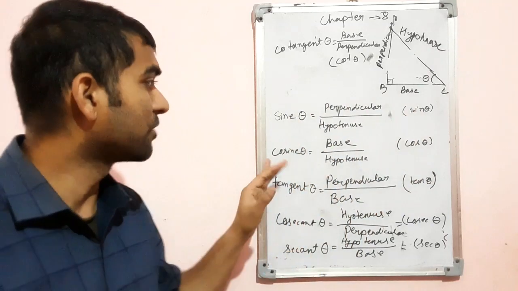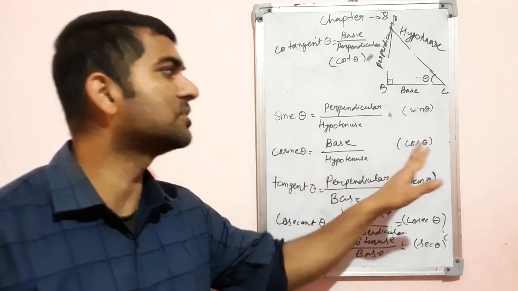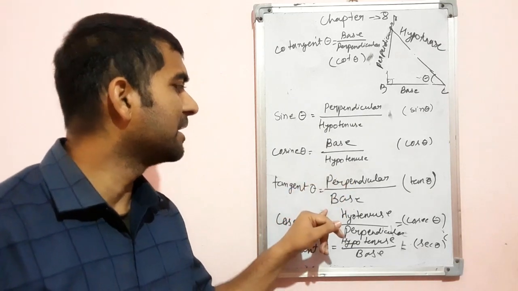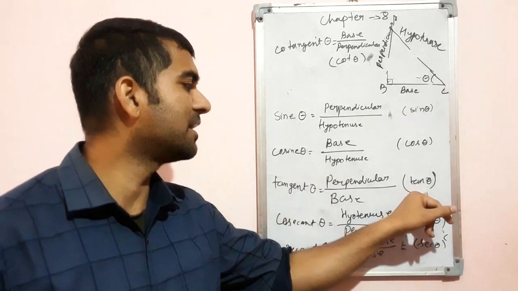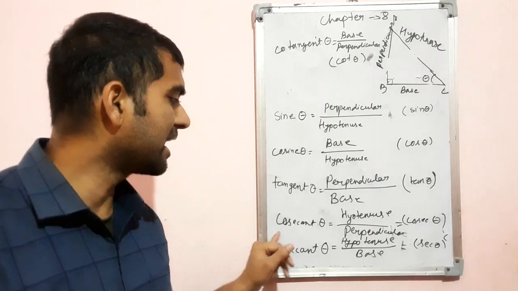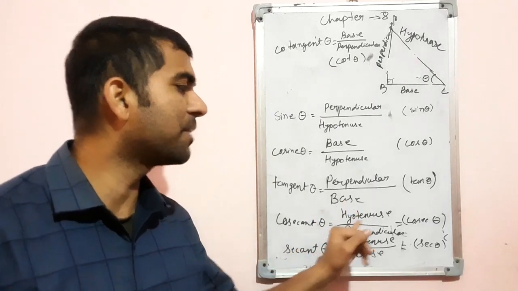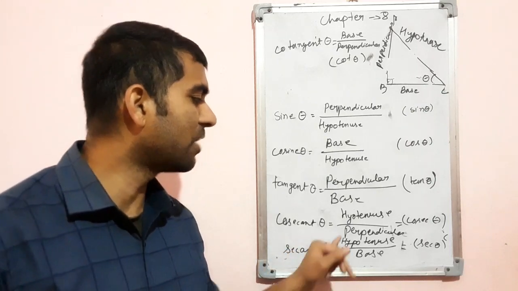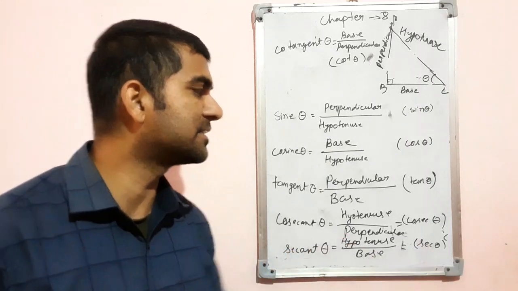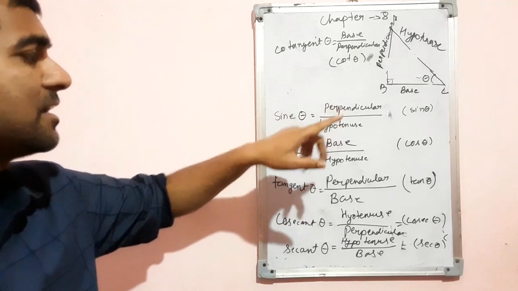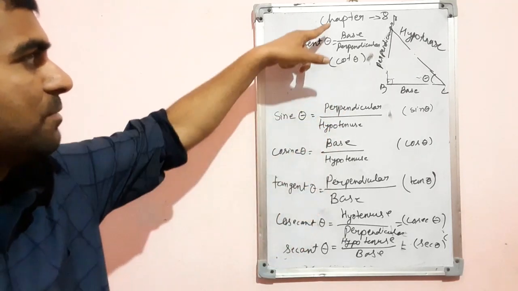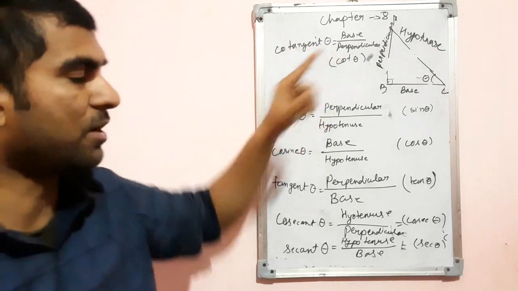In short we will write sin. Cosine is base by hypotenuse, in short we call it cos. Tangent we call perpendicular by base, and in short we will call it tan. Cosecant we will call hypotenuse by perpendicular, in short cosec. Then secant theta is hypotenuse by base, we call it sec. Last one, cotangent, is just the inverse of tan. So if here it is perpendicular by base, it will be base by perpendicular, cot.